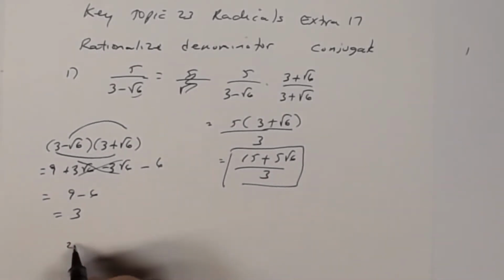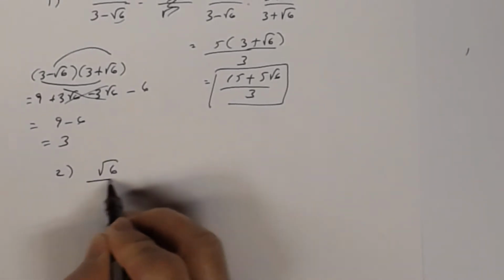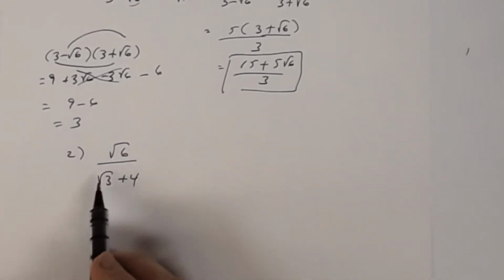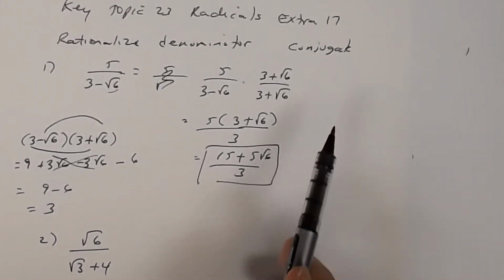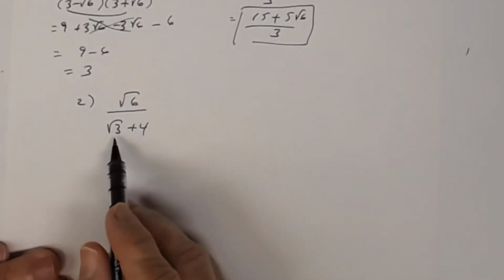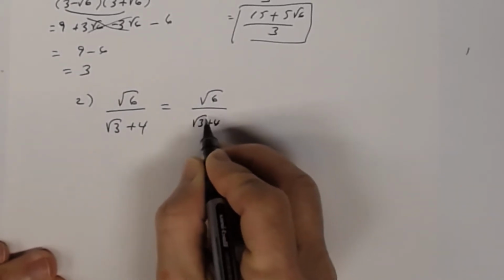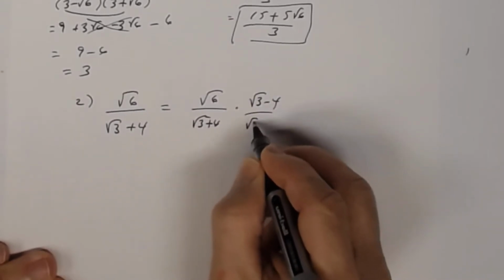Number 2, we have the square root of 6 divided by the square root of 3 plus 4. Again, I have an irrational denominator. In particular, you notice you have the square root of 3. We need to get rid of that square root. Since my denominator has two terms, the way to do that is to use the conjugate. The conjugate of the square root of 3 plus 4 will be the square root of 3 minus 4. So multiply both numerator and denominator by that conjugate, the square root of 3 minus 4.